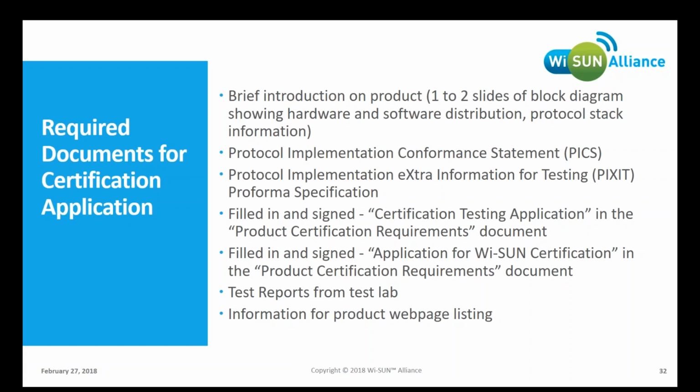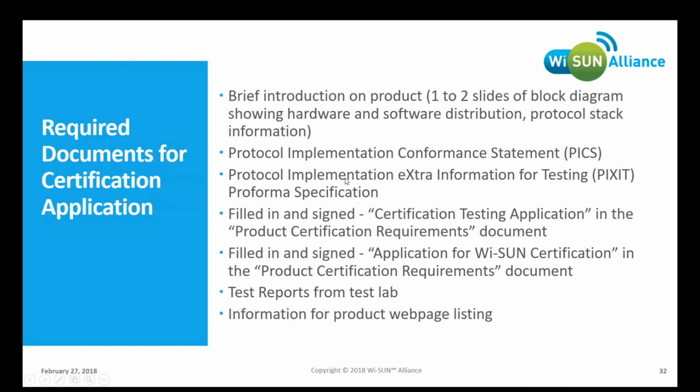And of course, the second last bullet, you see the test reports from the test lab, which is one of the essential documents that has to be submitted. And also not forgetting the last bullet is the information on the product, because after certification is issued, the product vendor has the opportunity to publish the product which is certified on the WiSUN webpage. And for that, we need some information of the product. For example, the link to the product page in the company webpage, the pictures, which is optional, and so on.